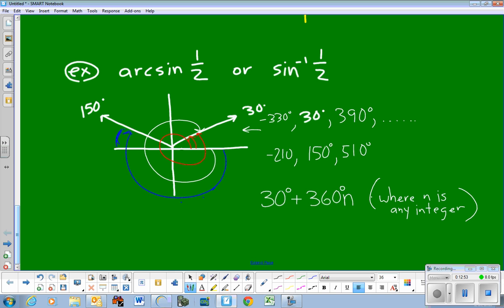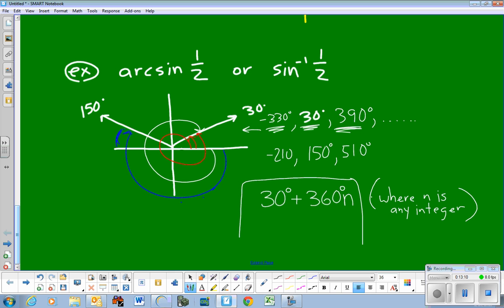Okay, so if n is 0, I get to 30. If n is 1, I get to 390. If n is negative 1, I get the negative 330. If n is 2, I get the next one. If n is 3, it goes on and on forever. So that's all infinitely many possibilities.